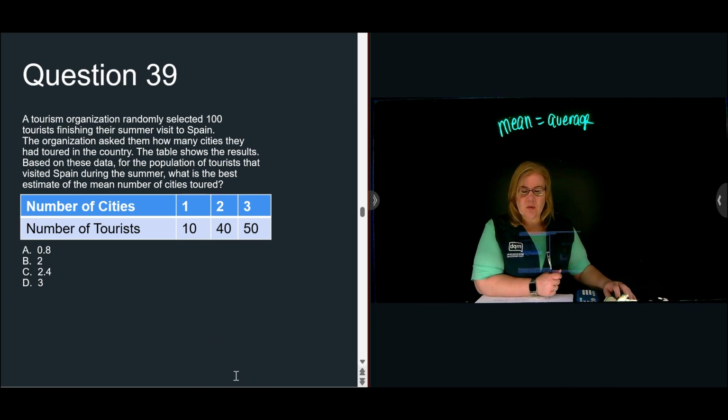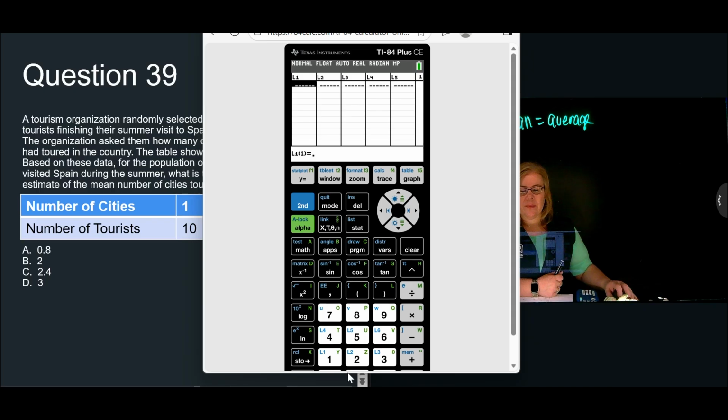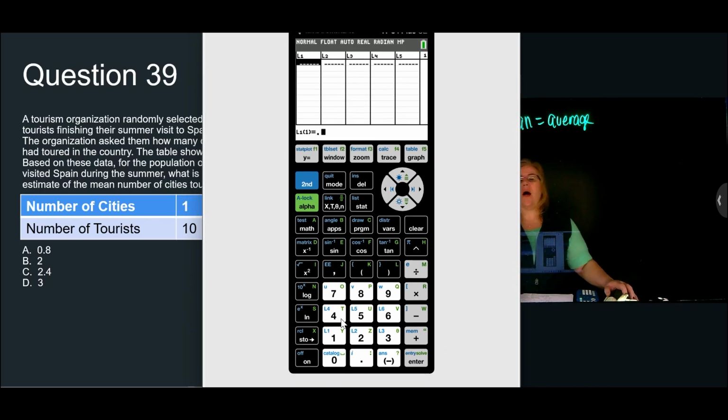So the first thing I'm going to do is put in my list. We're going to go to second list. We're going to go to our list, which is in our stats, and we're going to edit that first list. So I'm going to make this a little bigger so I can get to it. There we go. I'm going to go to stat and pull up this list by editing. Now my L1 is going to be my cities. So I have 1, enter.